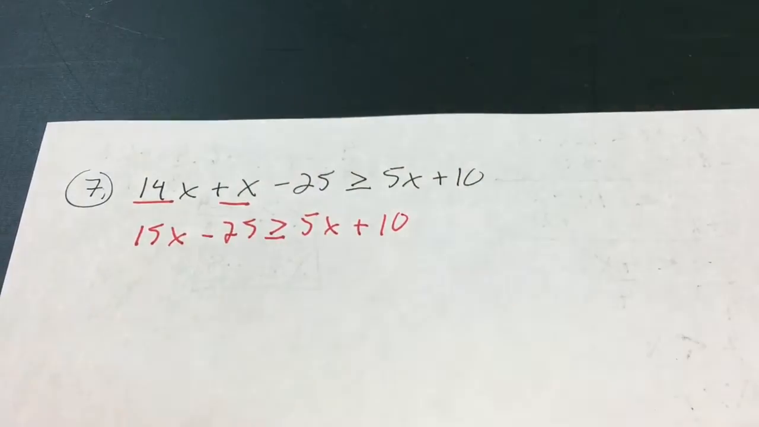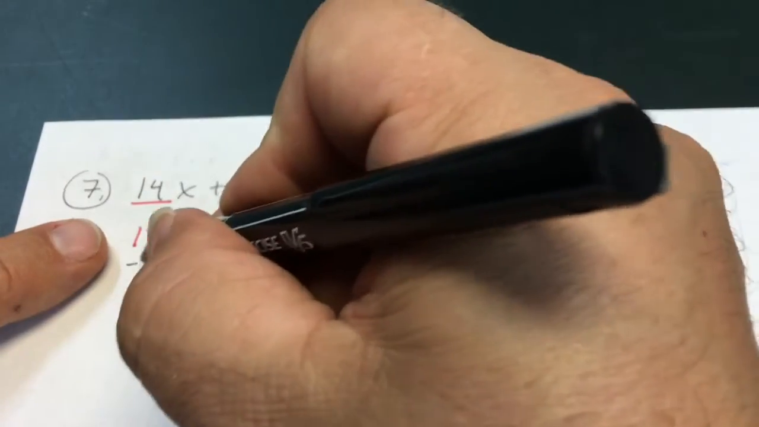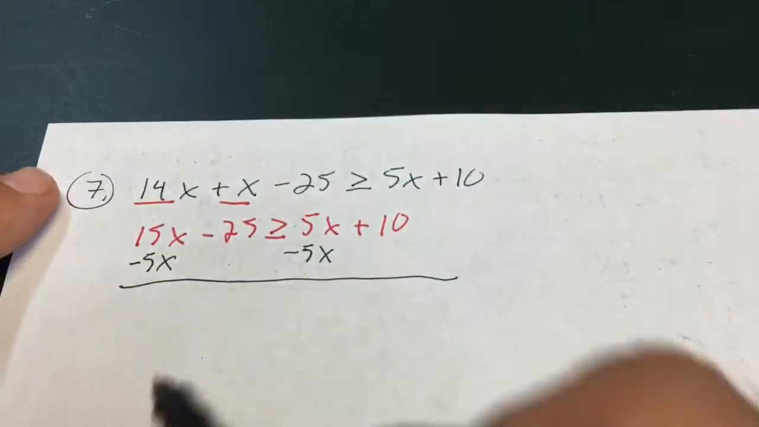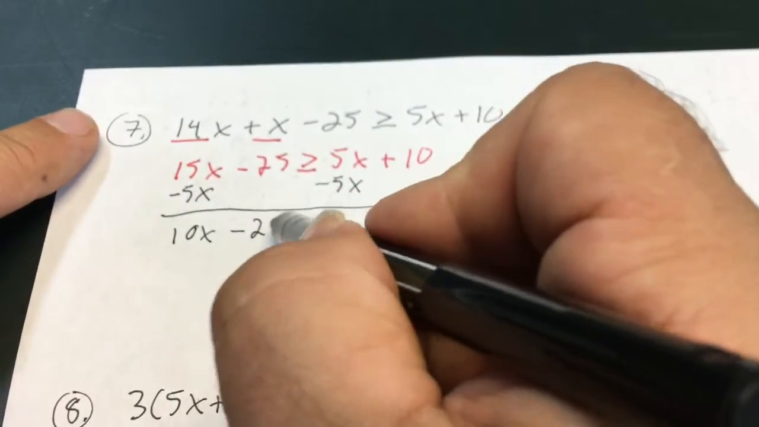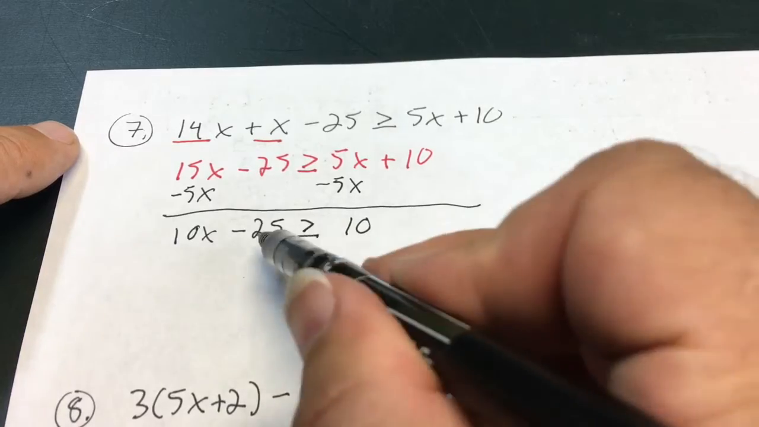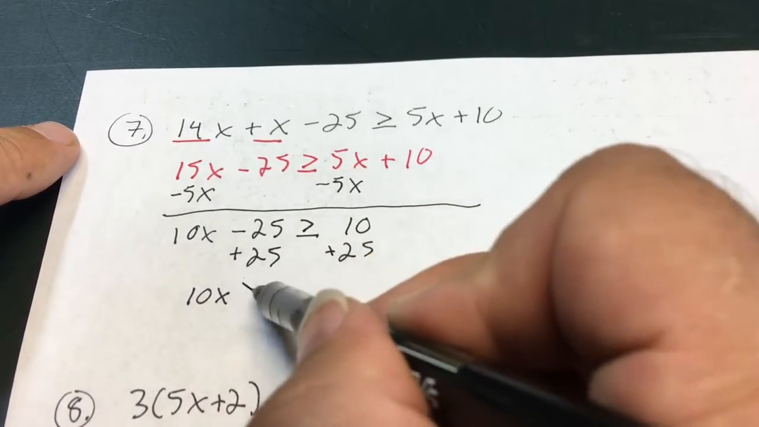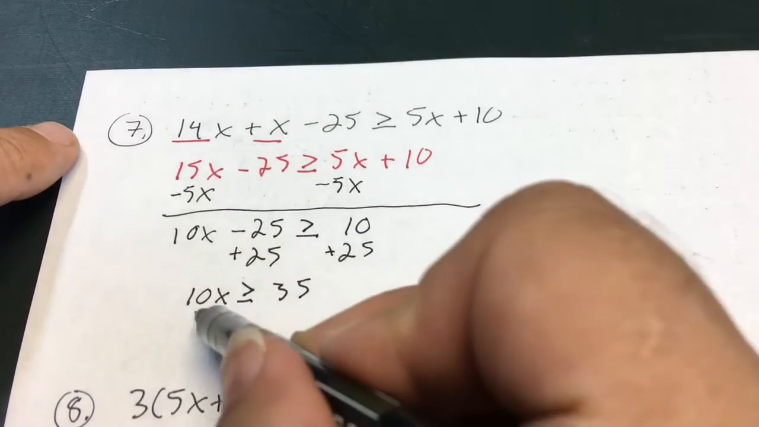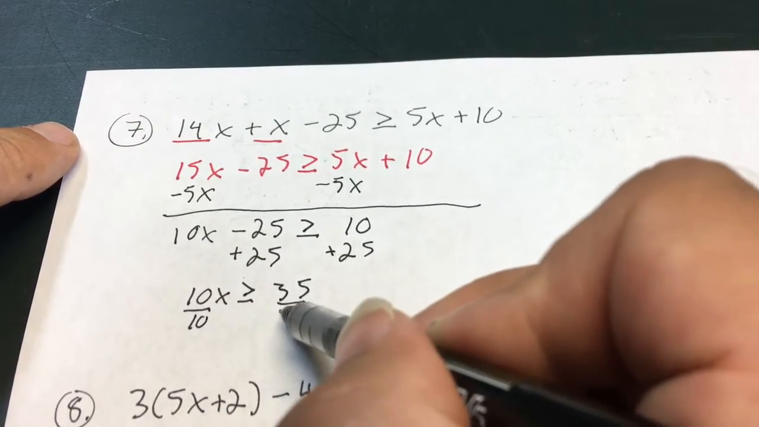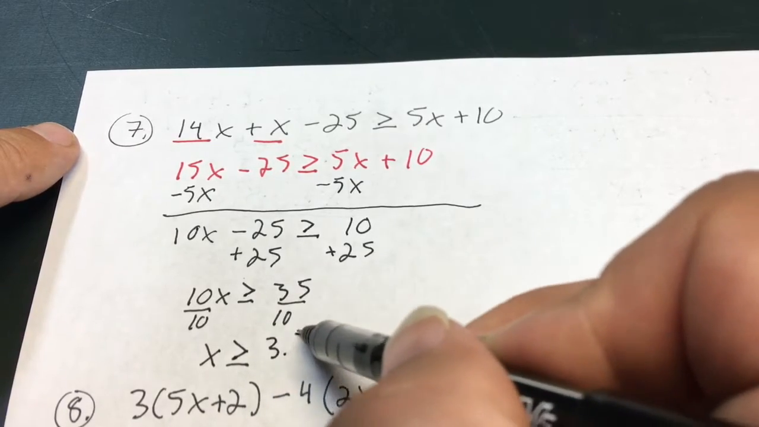I like to deal with the variables. So the smaller of the two variables is 5x. So I'm going to do the opposite of 5x, which is minus 5x from both sides. This is going to give me 10x minus 25 is greater than or equal to 10. Now I'm going to deal with the digits. So I'm going to add 25 to both sides. This is going to give me 10x is greater than or equal to 35. I'm going to divide both sides by 10. Now this will probably give me x is greater than or equal to 3.5 if you use the decimal.